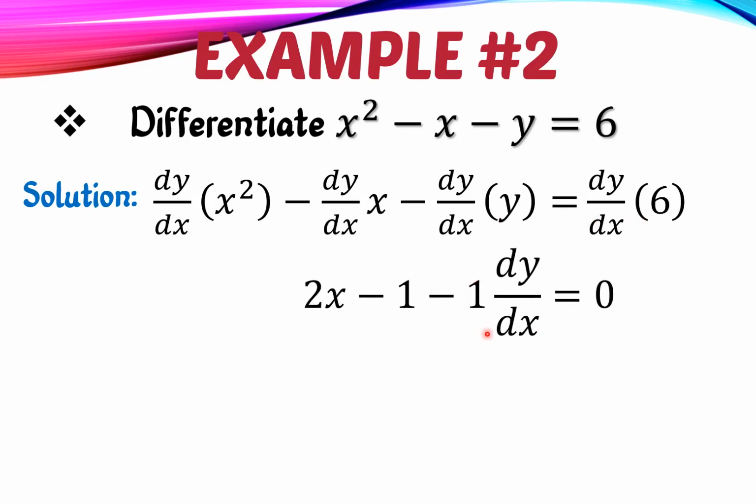So we'll have this expression. Now, solving for dy dx, that is our second step. So simply transpose this one so that it will become positive, and that will give us dy dx is equal to 2x minus 1. And this will be now your answer. Did you get it? Okay.